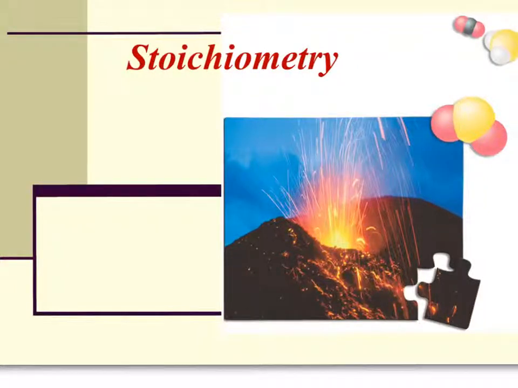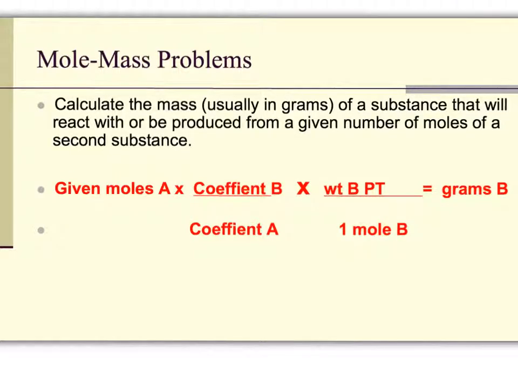In this video, we will review how to perform stoichiometry problems, specifically mole-mass problems. To solve a stoichiometry problem, the first thing a student must have is a balanced chemical equation. The second thing that must be given is the amount of moles of one chemical.